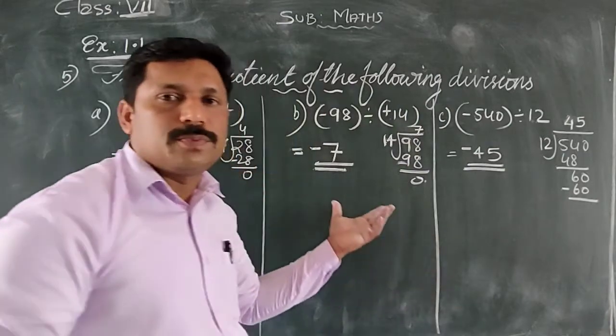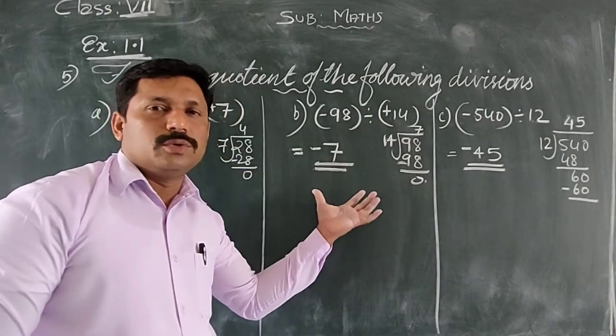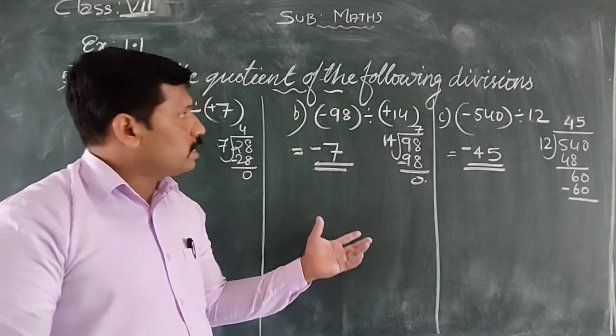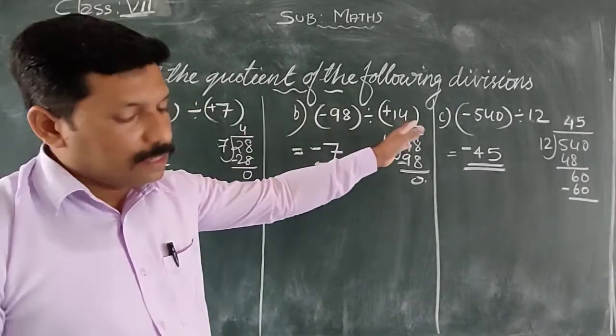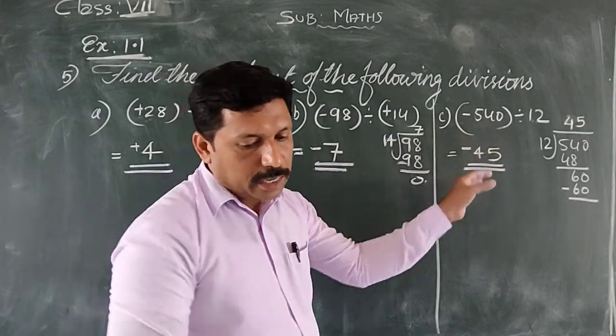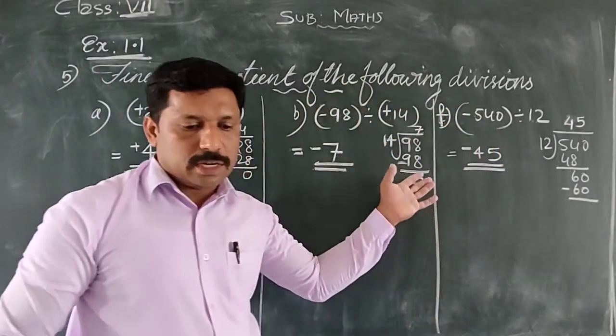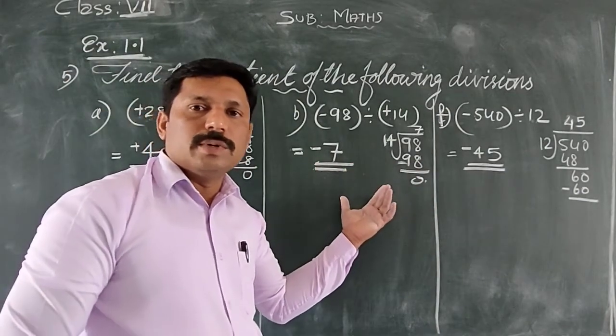So students, in this way we divide two integers. I think you understood this. The remaining questions: I have solved here A, B and F, and the remaining questions you have to do yourself as homework.